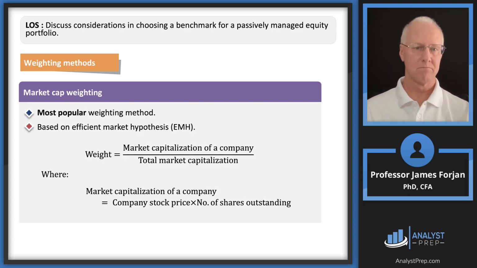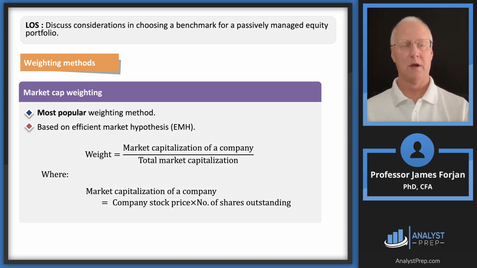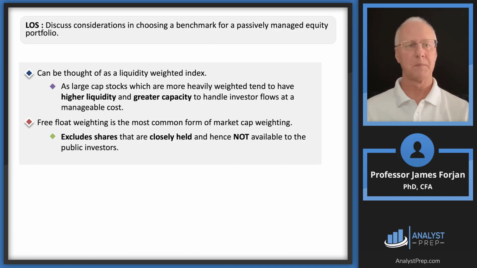All right, how do we weight our index or our benchmark or our passive portfolio? Well, the most popular method is just to take the stock price of the company, multiply by the number of outstanding shares. That's going to give us a total market capitalization for that individual stock, and then divide that by total market capitalization. You guys know that. This can be thought of as a liquidity weighted index.